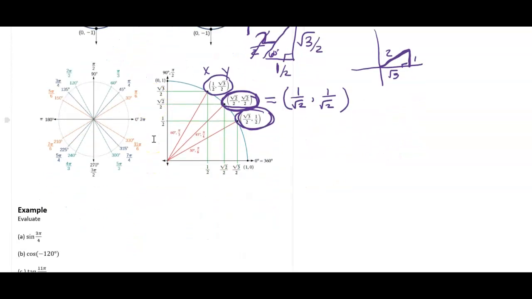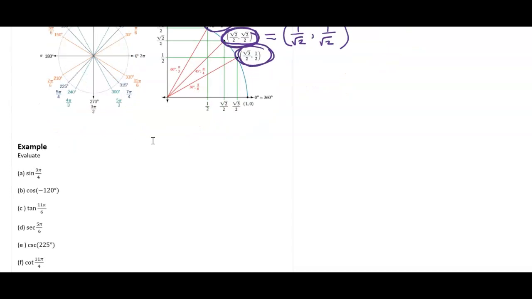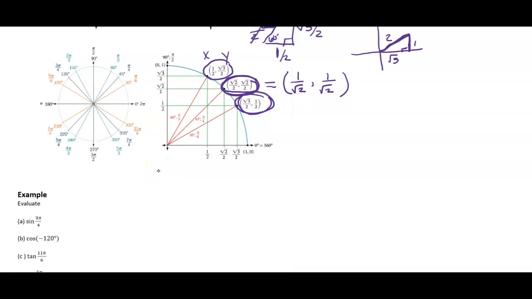All right, let's use this to find some trig values. So if I wanted to find the sine of 3 pi over 4, we go and find 3 pi over 4 in our unit circle, and we map that to the corresponding angle in quadrant 1. Remember that sine is your y value, so this is just root 2 over 2.